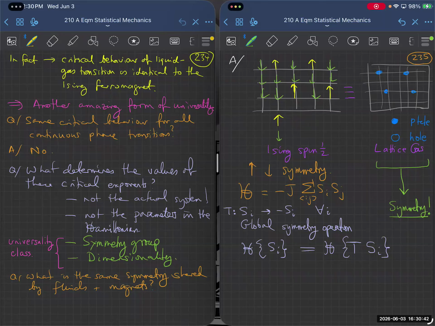But you can see that there is this configurational mapping, and then you can think of the two body interactions between particles as being like the spin interactions in magnets, and that's how you do it. All right. Okay, so that's the second type of universality.